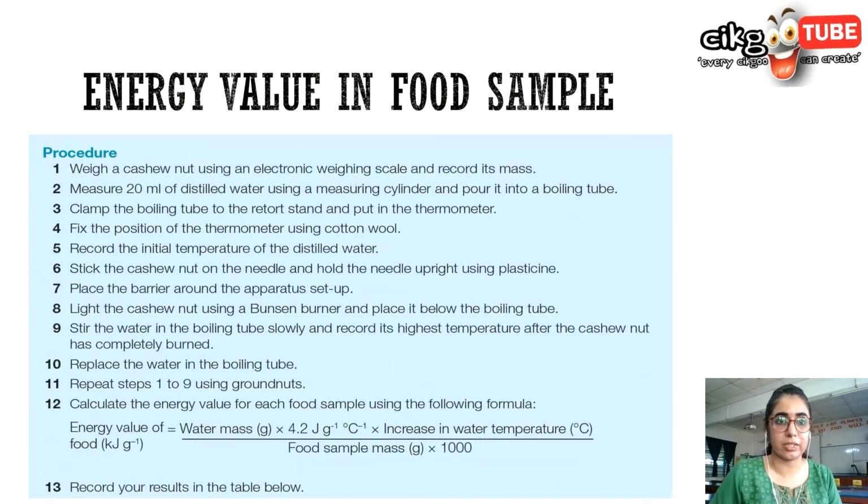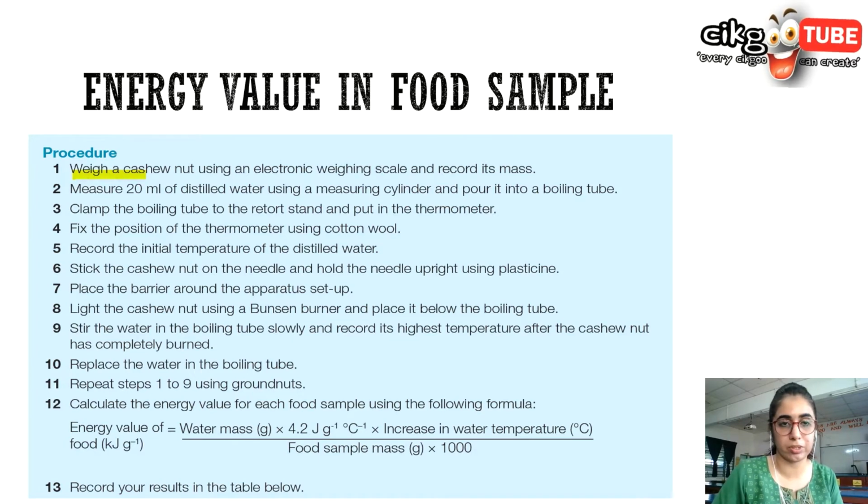Next is the procedure. The first thing we have to do is weigh the cashew nuts using an electronic weighing scale and record its mass. Then you measure 20 ml of distilled water for both boiling tubes using a measuring cylinder and pour it into the boiling tube, and then you clamp the boiling tube to the retort stand and put in the thermometer. Then you fix the thermometer using cotton wool, and record the initial temperature of the distilled water.